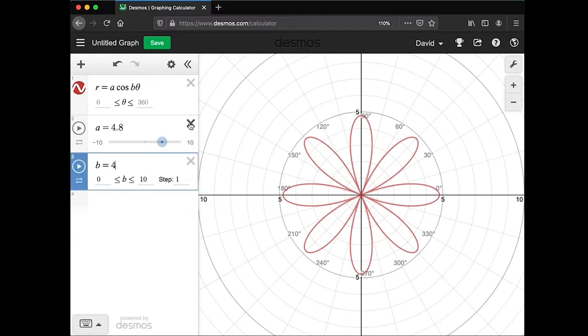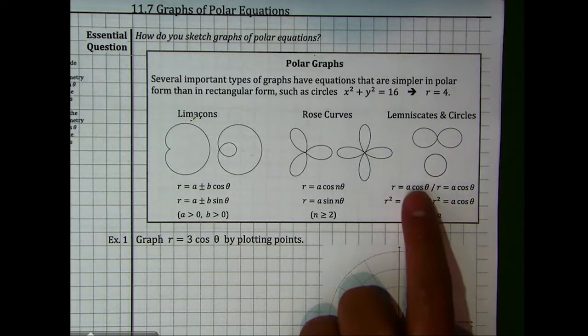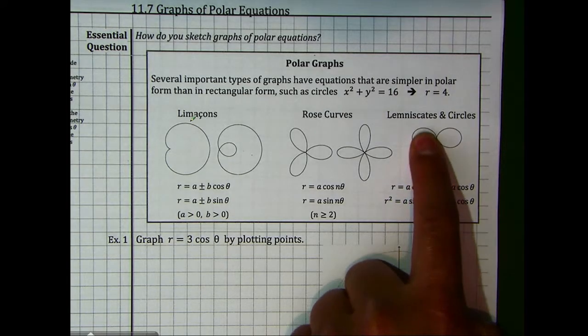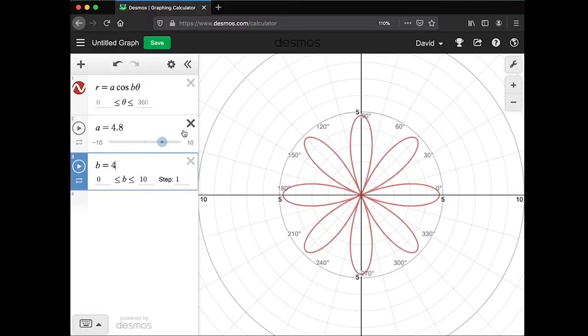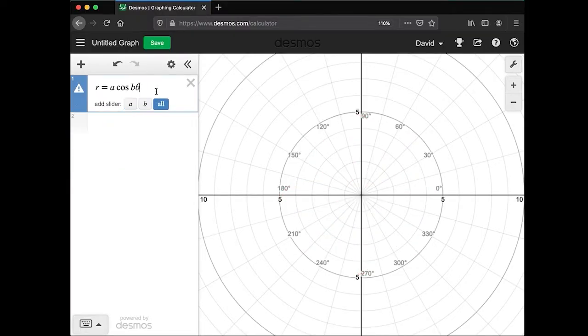And the last one are the lemniscates. Is that how you pronounce it? Lemniscates? We'll go for that. Then I can just type in 2 cosine of theta. It's a circle, but it's on the right hand side. And then we can type in different values of A, so we know that's going to be the size of the circle. They all sit on the right hand side.